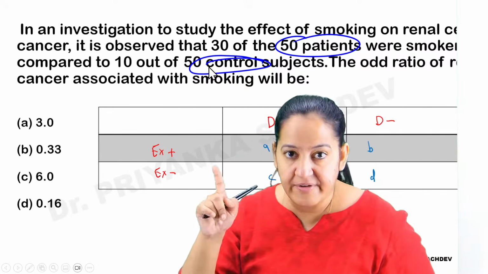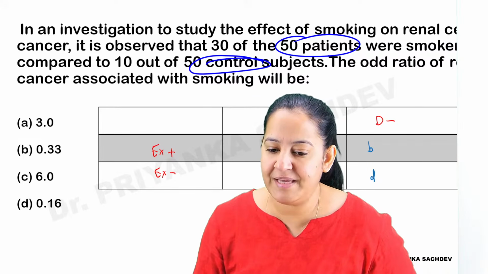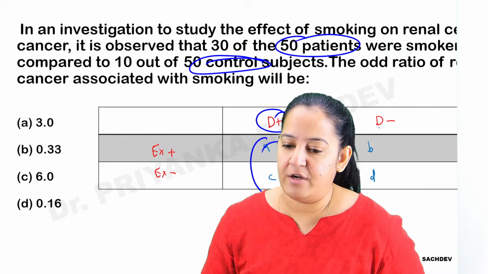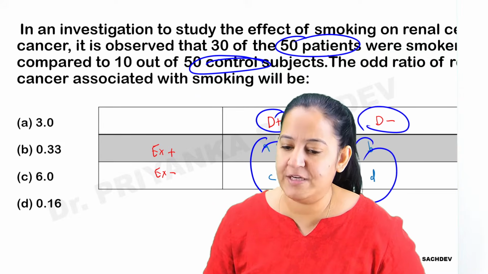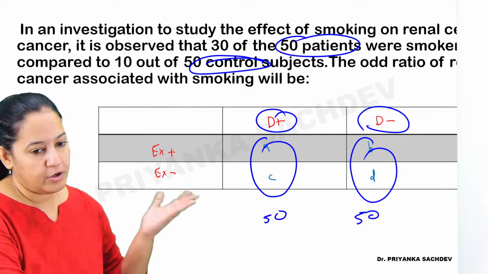So in the question you can read there are 50 patients and 50 controls. 50 patients means the persons in whom the disease is present. So A plus C total is 50. And 50 controls, so B plus D total is 50. You got my point? So this is total 50, this is total 50. Now read the question ahead.